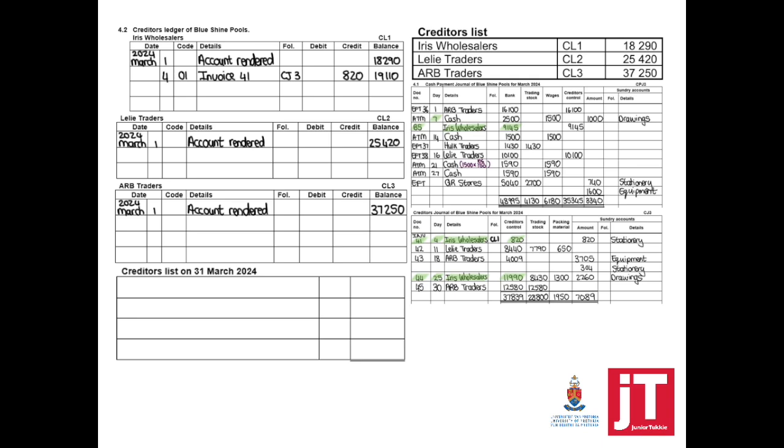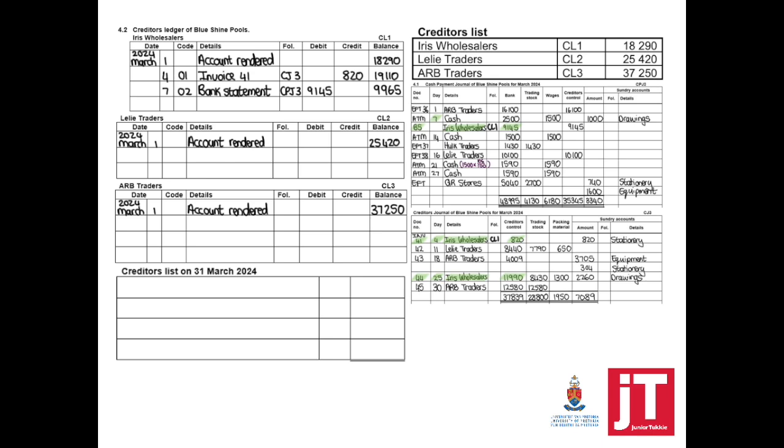The next transaction happened on day 7. A payment was made, the source document being the bank statement. We're going to put it on the debit side because from the CPJ, it means that we owe our supplier less money. And that's why you would notice that the balance is now less. Take the previous balance calculated at the end of day 4 minus the payment, giving 9,145.